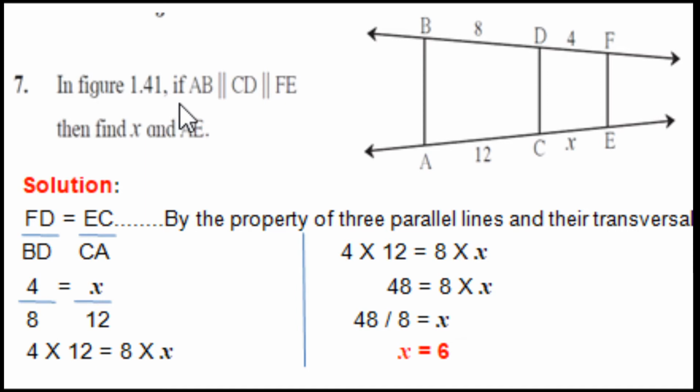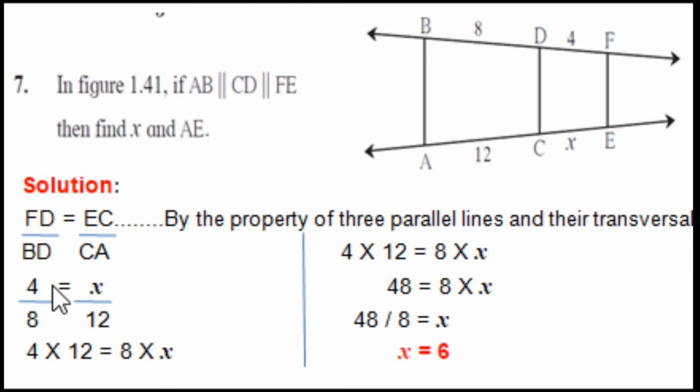In figure 1.41, if AB is parallel to CD is parallel to FE, these three lines are parallel, then we have to find the value of X and the value of AE. Now here we are using the property of three parallel lines and their transversals. So FD upon DB is equal to CE upon AC, by the property of three parallel lines and their transversals. These are three parallel lines, and BF and AE are the transversals.